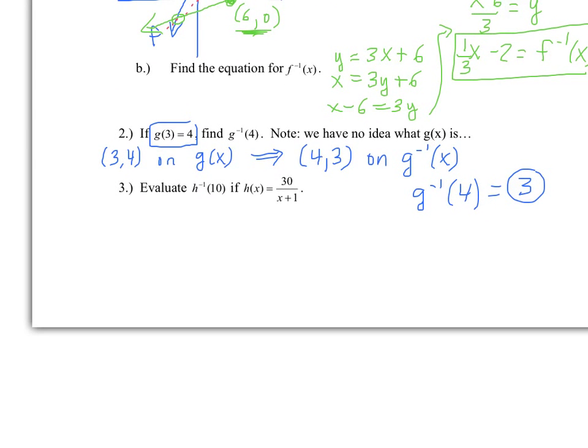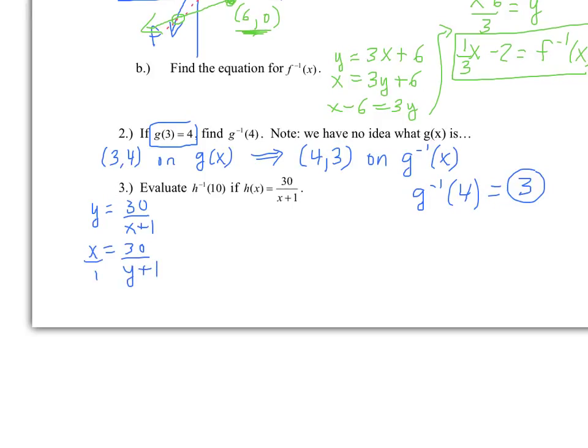Let's take a look at another one here. Last one. We want to evaluate, which means find the value of h inverse of 10 if h of x is equal to 30 over x plus 1. Let's approach this a couple different ways. So let's take a look at one method, which would be to find h inverse of x. So we're going to treat this as y equals 30 over x plus 1. Let's switch x and y. And now we're going to try to solve for y.